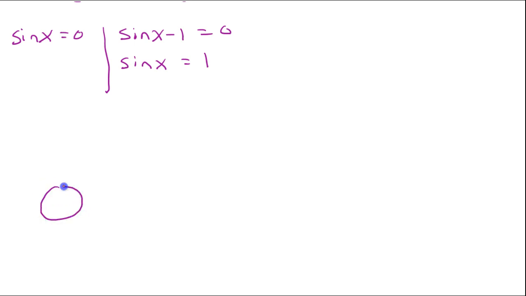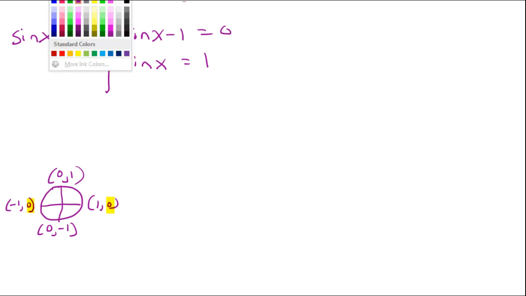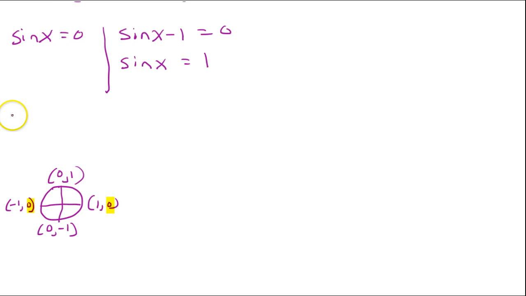So let's do our quadrantal angle analysis. Here I have (1, 0), (0, 1), (negative 1, 0), and (0, negative 1). Sine is a y value on the unit circle. So where is the y value equal to 0? There's one and there's one. So far we have 2 solutions to write down. We have x equals 0 and pi.